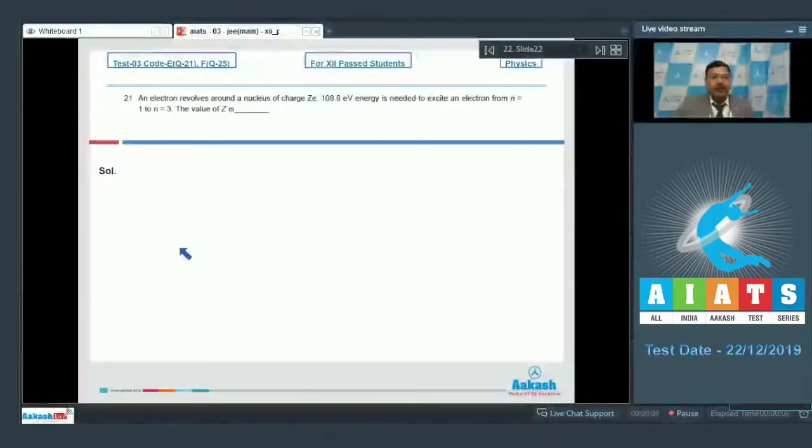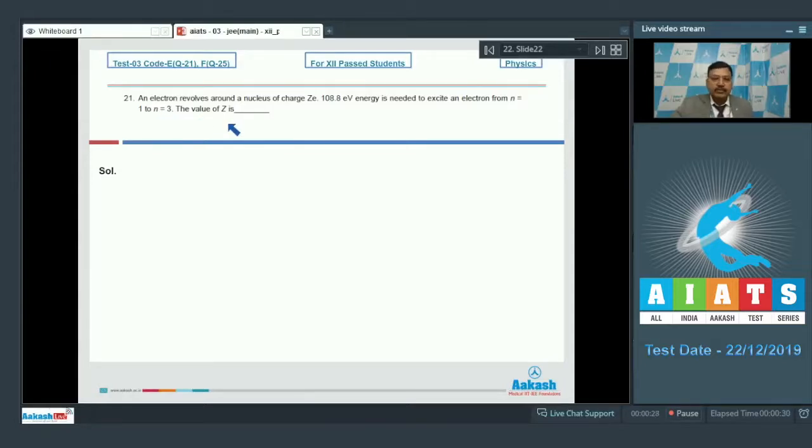Well, now we are into section 2, and the first question of section 2 is question 21. It says an electron revolves around a nucleus of charge Ze. 108.8 electron volt energy is needed to excite an electron from n equal to 1 to n equal to 3. The value of Z is.